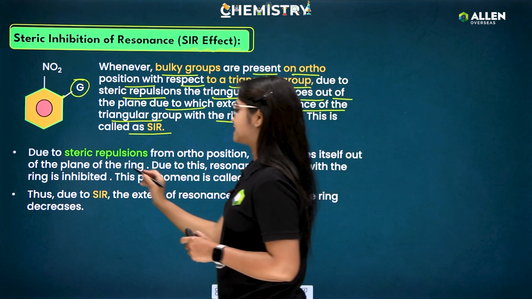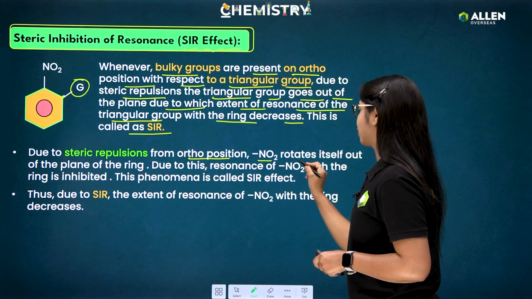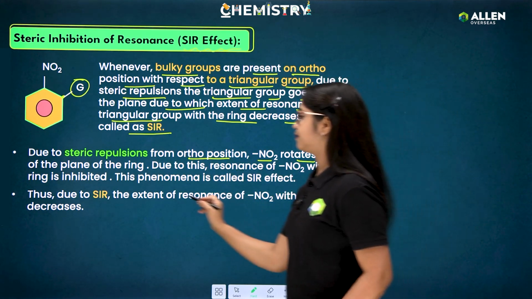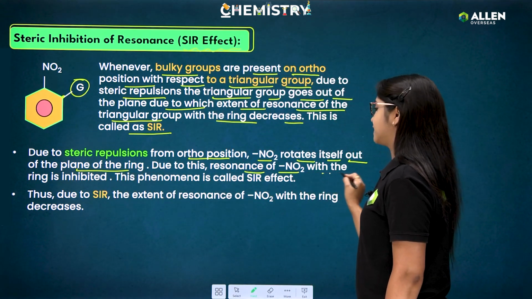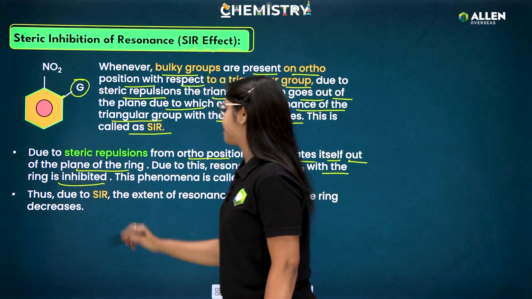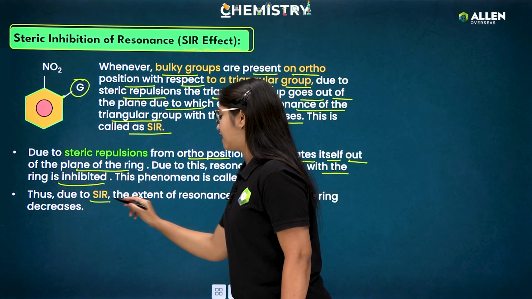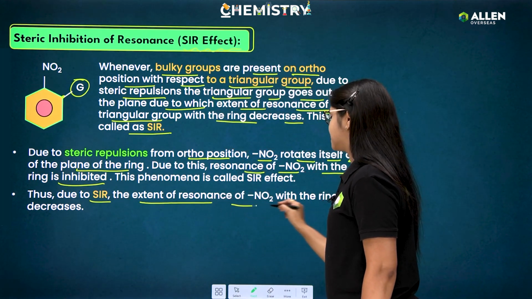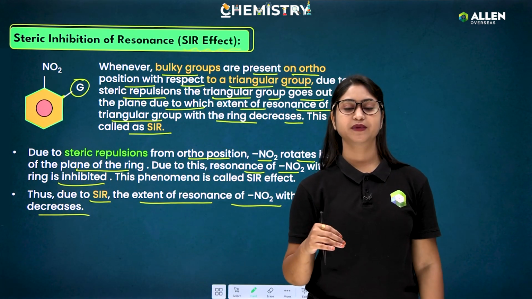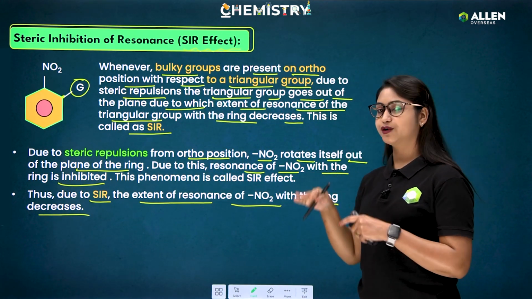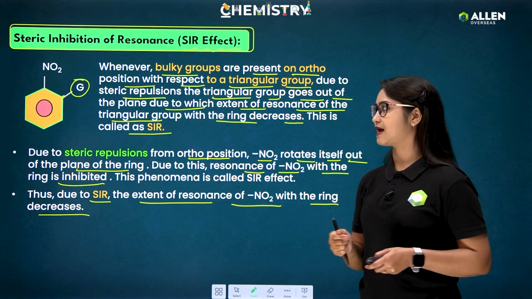So let's see. Due to steric repulsions from the ortho position, NO2 rotates itself out of the plane of the ring. Due to this, resonance of NO2 with the ring is inhibited, and this phenomenon is called the SIR effect. And due to SIR, the extent of resonance of nitro with the ring decreases, okay. Now, due to this decrease in resonance, what will happen? Let's understand with the example.